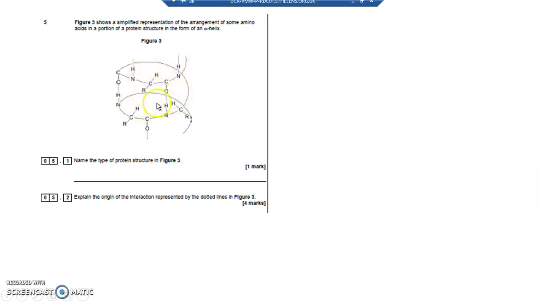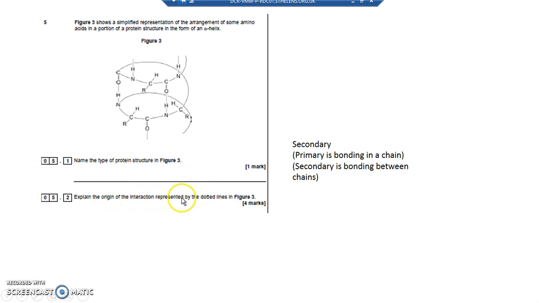If you then had bonds between one of these and another one, it would be tertiary, and if you have them in layers and pleats, then it's quaternary. But here, it's not just bonds within the chain, you've actually got bonds between different sections of the chain, so that's secondary. I think this bit's tough here.